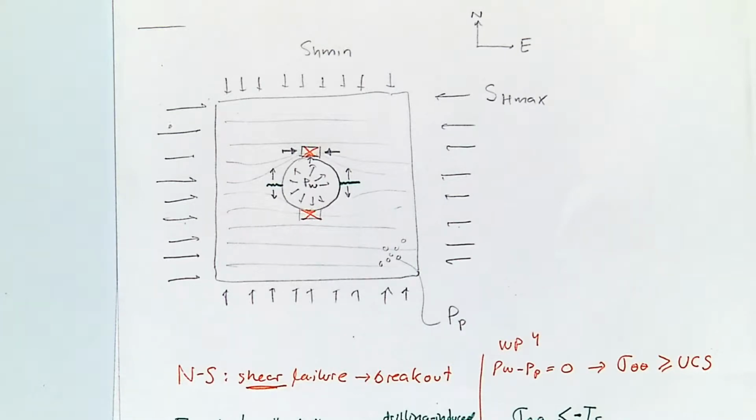Yes, Rodrigo? So if you have bigger hoop stress, I mean increasing hoop stress, what happens to the breakout? Is it growing to the other parts of the well? Yes, it's going to start growing. It's reaching the UCS of the other parts, right?